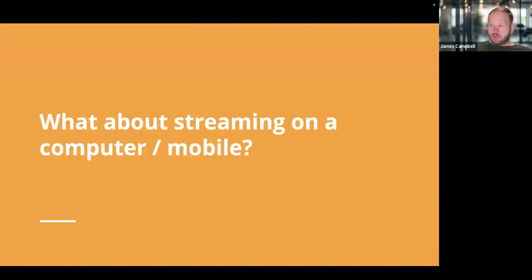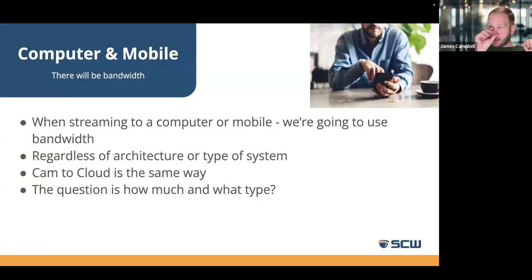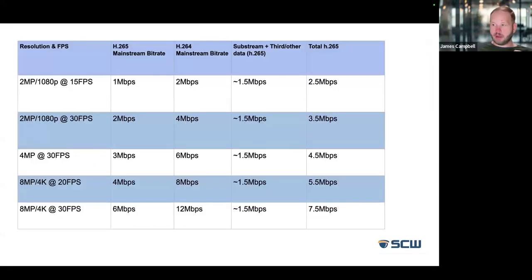And again, what about streaming on a computer or mobile? What if they're too far from the recorder? What if they're away from the location and so on? So no matter the architecture, whether it's cam to cloud or whether the cameras are on their own network, for the most part, when you're streaming to a computer or your smartphone, you're going to start to use some bandwidth. And the question is how much, and what type of bandwidth will we be using?